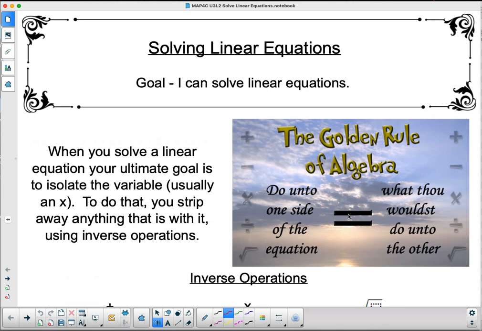Okay, this is nothing new to you. This is actually a review, probably going all the way back to grade 9, and you've used it every year since. So we're just going to recap it all again and hopefully you remember. So our goal for today: I can solve linear equations.